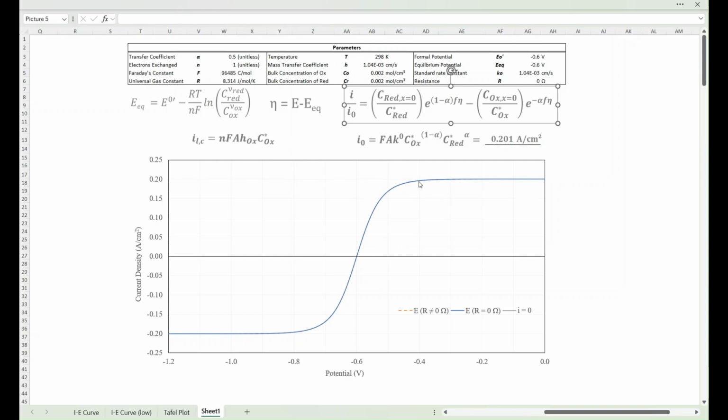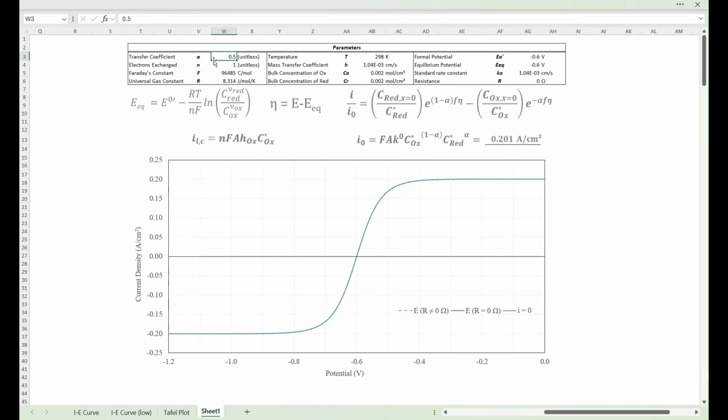Here we have it at 0.2 amps per centimeter squared for our anodic reaction or our oxidation reaction. And then here we have it at negative 0.2 amps per centimeter squared for our limiting current for the cathodic or the reduction reaction. And that's because we're using the same H for both limiting currents, and both concentrations are at the same value. All right, so now that we're familiar with the shape of this current-over-potential curve, let's start playing around with the parameters so we can gain some intuition for how they impact the current and potential that we see.